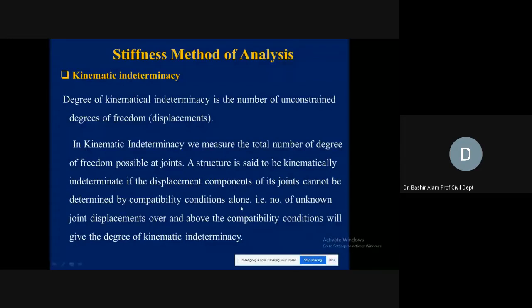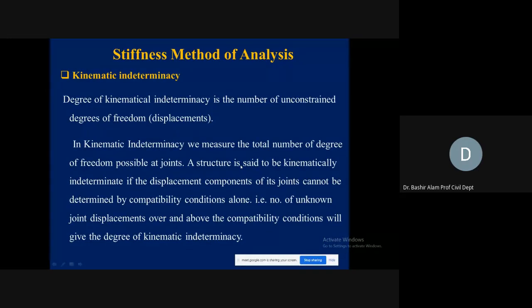Roller support, if we talk about roller support, it is lying on the horizontal surface. It means it can apply the vertical reaction. So a vertical reaction means translation in the vertical direction it can stop, it cannot allow. Now, what about the horizontal and the rotation? Horizontal displacement it can allow, and rotation also it can allow. So at roller support, we have 2 degrees of kinematic indeterminacy. One is translation and one is rotation.